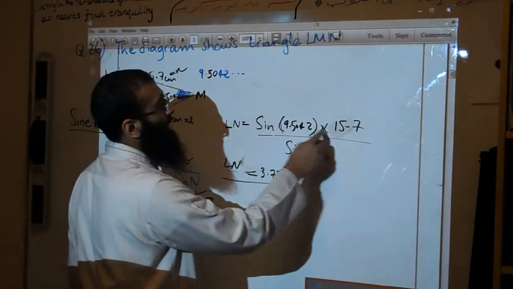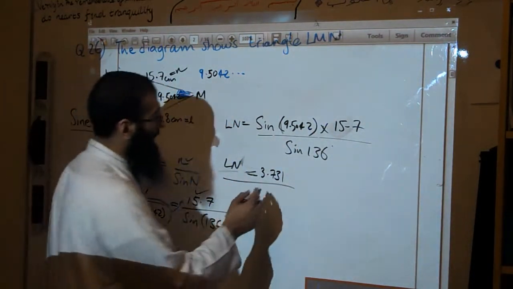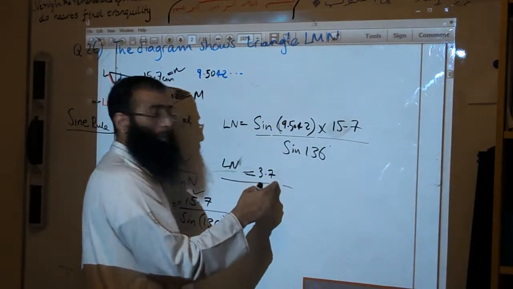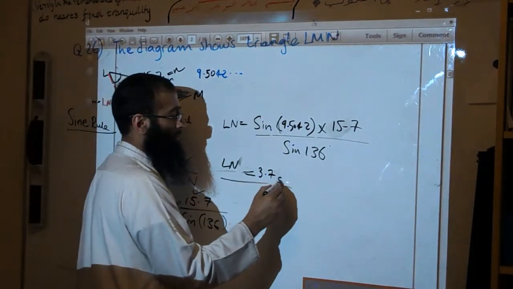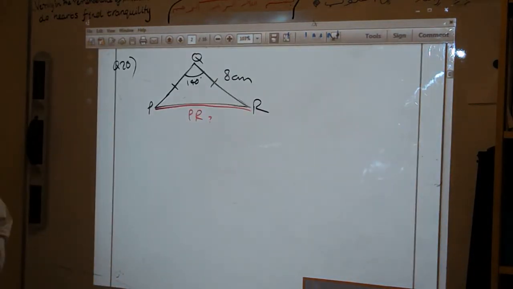So sine of this times 15.7 divided by that gives you 3.731. So we're going to round this to one decimal place. Because that number was 3, we leave the 7 alone. That's the answer. And we'll be told to work out PR.